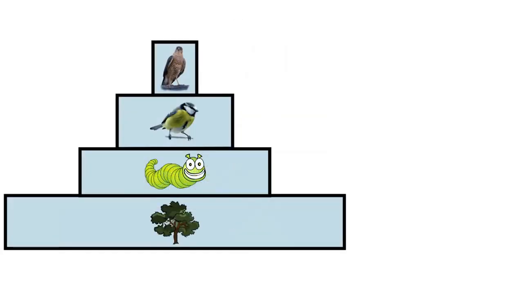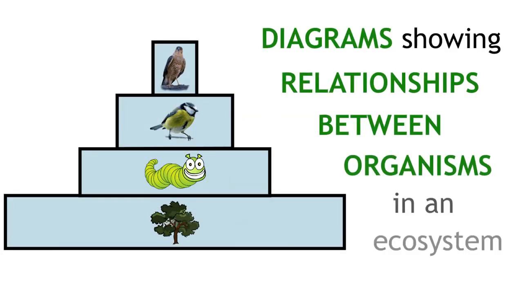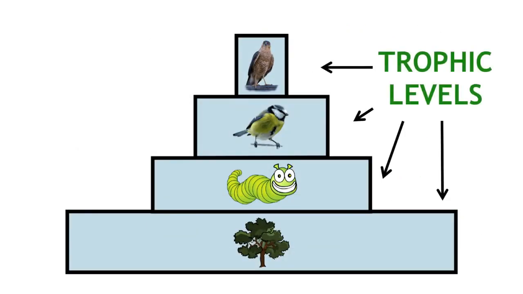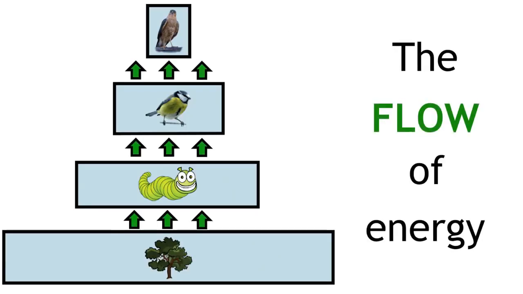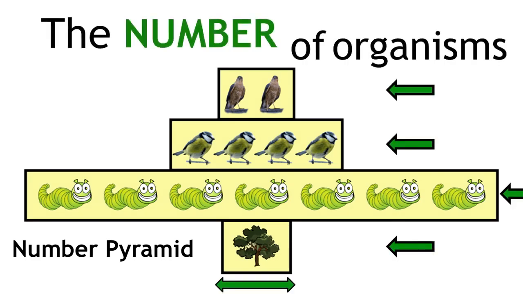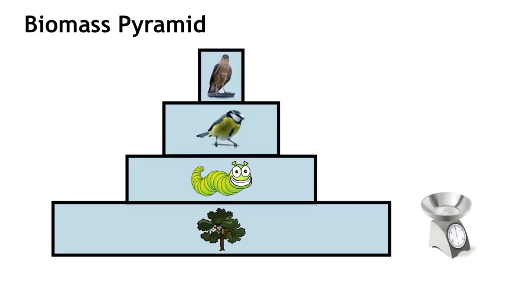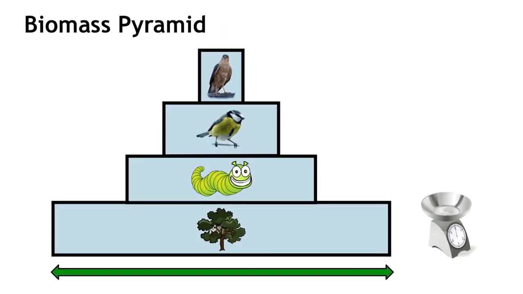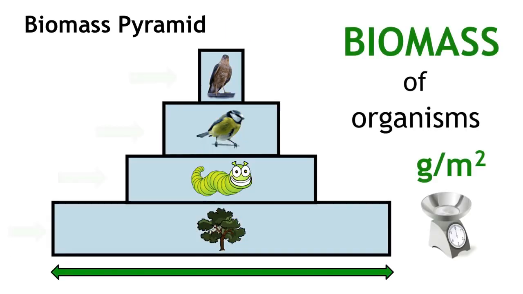So, to recap, ecological pyramids are diagrams that we use to visually represent the relationship between organisms in an ecosystem. The bars each represent trophic levels, and their order represents the flow of energy. The width of the bar in the number pyramids represents the number of organisms in that trophic level. The width of the bar in biomass pyramids represents the biomass of the organisms in that trophic level.